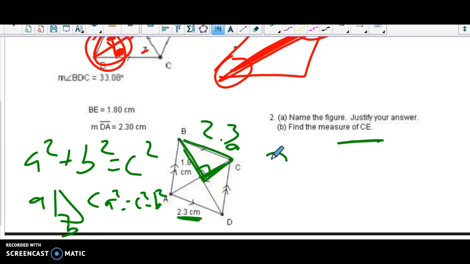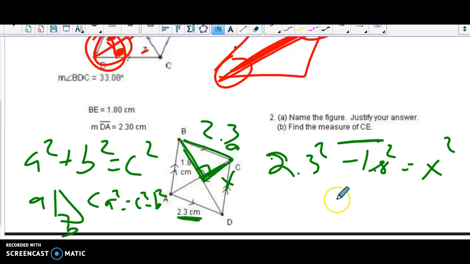So in this case, because that's the hypotenuse, it's 2.3 squared, subtract 1.8 squared, is equal to whatever you want to call this, which we'll call x squared. And then solve for that. Just throw that in your calculator, subtract the two, get your number, then hit square root, and that should get your answer. Hopefully that helps.